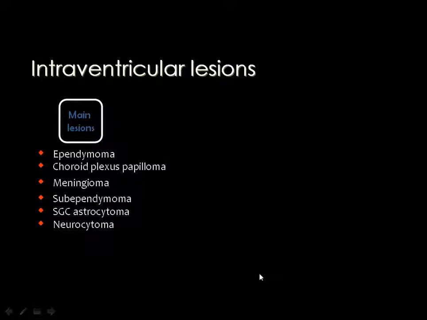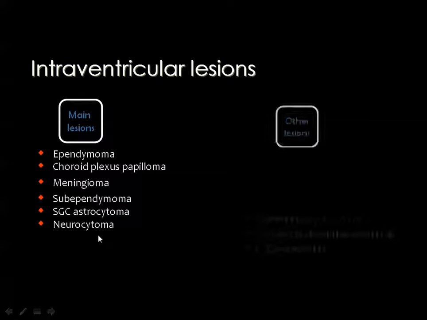As you all know, there are a lot of lesions that can occur inside the ventricles, and here are the main or the most common lesions we can see in clinical practice, including the ependymoma, the choroid plexus papilloma, the meningioma, the subependymoma, giant cell subependymal astrocytoma, and the neurocytoma.